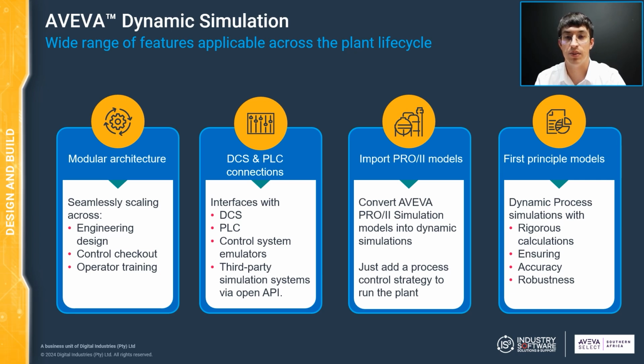AVEVA Dynamic Simulation preserves existing AVEVA Pro/II simulation models, converting them into dynamic simulations, saving time and maintaining trusted methods. Just add a process control strategy to run the plant, and you're good to go. It also enhances dynamic process simulations with rigorous calculations, ensuring accuracy and robustness for the complex plant layouts and systems. It excels in modeling cold startups, from purge conditions to normal operations and shutdowns.